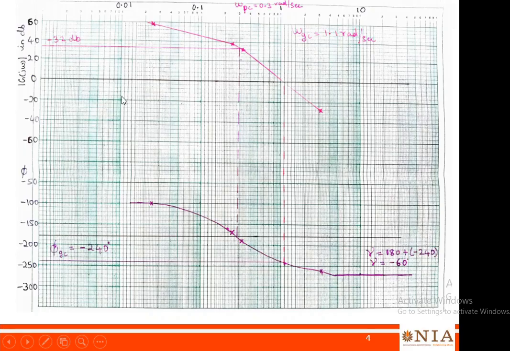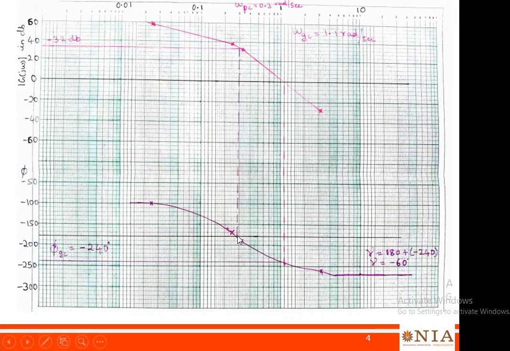Okay, and for phase crossover frequency, you have to draw a line from minus 180 degree. Where is minus 180 degree? Of course this line is minus 180 degree. Come here, hit the phase plot. At this point, what is the frequency? Please go up and see. I think the frequency is 0.3 radians per second. So phase crossover frequency is 0.3 radians per second. Okay, so now we have got omega GC and omega PC.